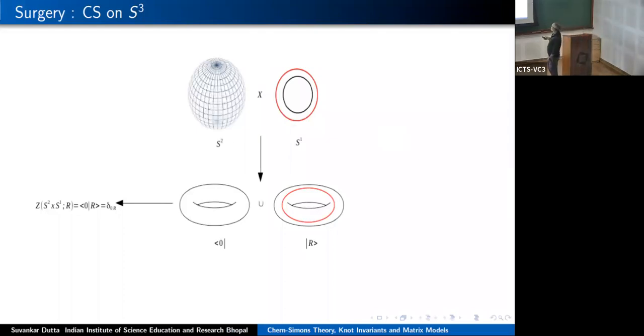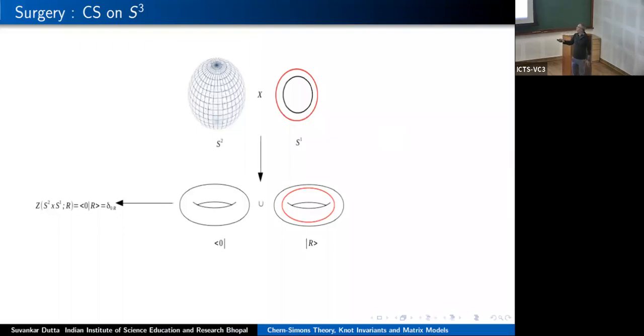On the other hand, if you take a Chern-Simons theory in a solid torus with a Wilson loop like this, that Chern-Simons theory corresponds to a state in the Wess-Zumino-Witten model, and that state is given by R. Why this R? Because the Wilson loop I am considering corresponds to the representation R. So if you take such a Wilson loop, the corresponding state in the boundary theory is given by this R. This is a Chern-Simons theory on a solid torus, and this is a Chern-Simons theory with this Wilson loop, again in the solid torus. Now if you glue these solid tori, you will get a Chern-Simons theory on S2 cross S1, which essentially means that you have to take the inner product of zero with R.